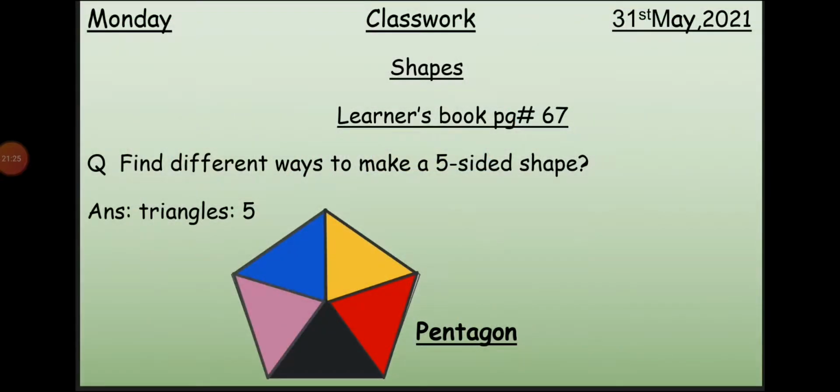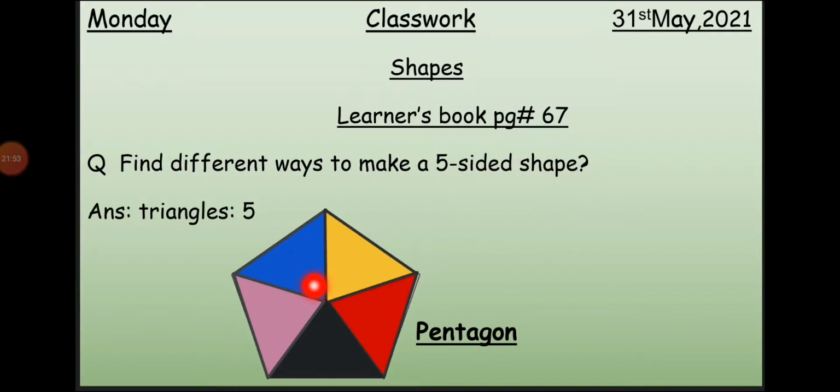Now our notebook work. Open a new page in your notebook. Write day and date. On the extreme left top write Monday. In the center write classwork, on the extreme right top write 31st May, 2021. Today's date. Then leave one line and write your topic, shapes. Then leave one line, then write learner's book page number 67. After writing learner's book, leave one line and write your question. Find the different ways to make a 5-sided shape.